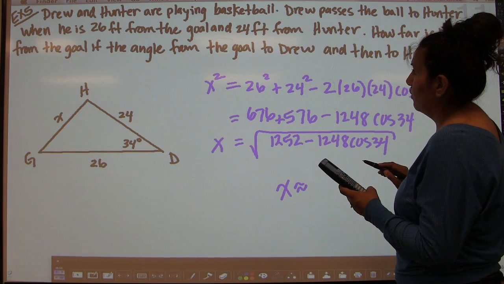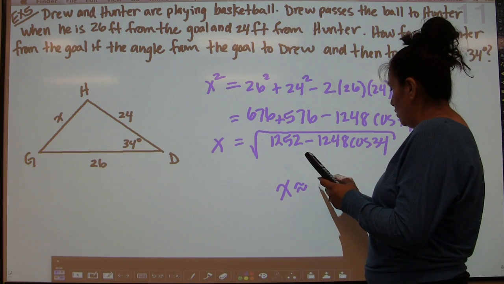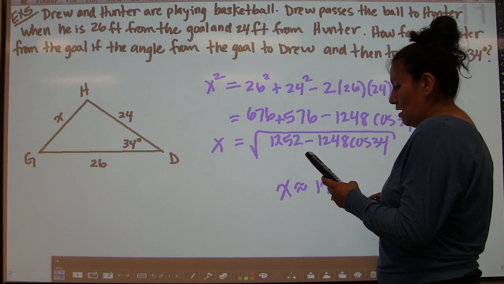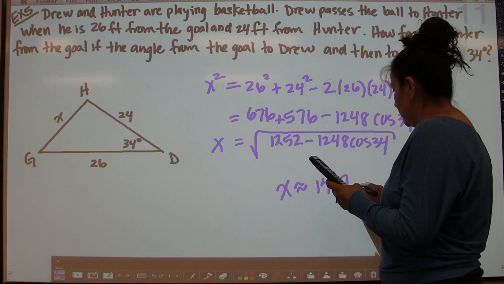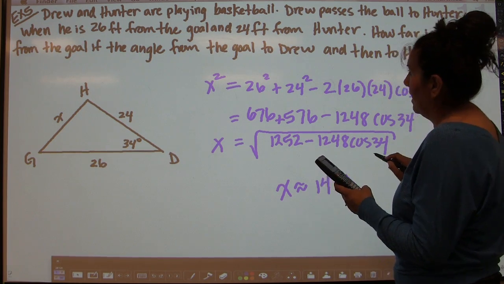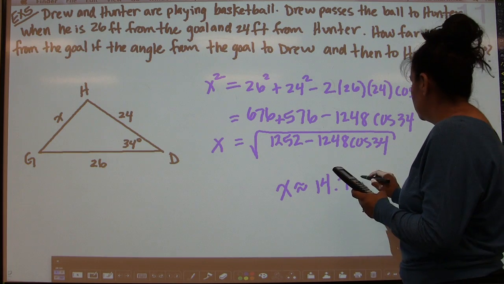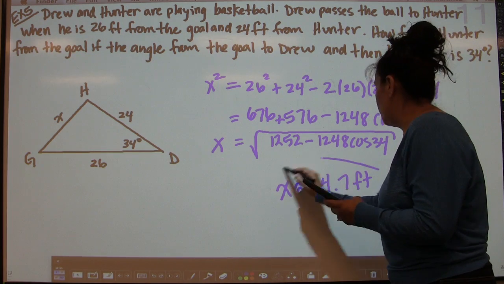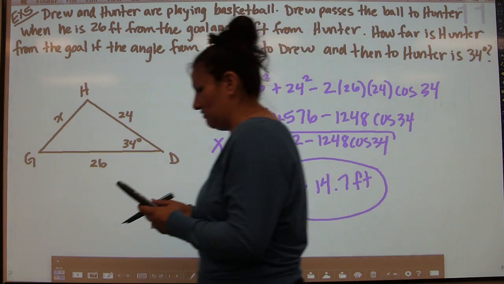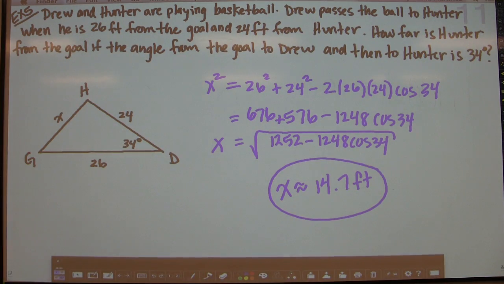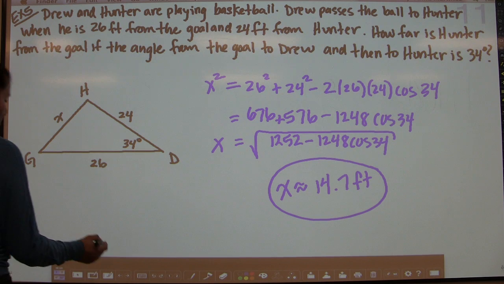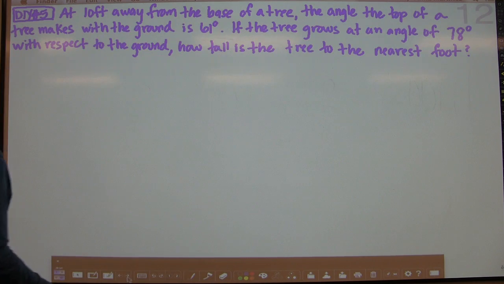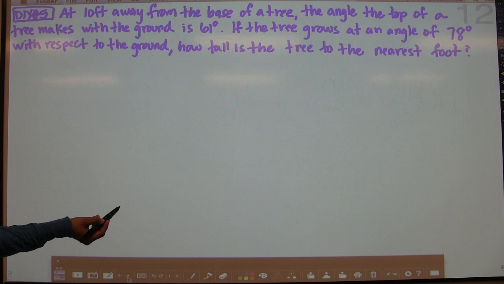It didn't tell us where to round, right? So we're going to go with 14.7. We're going to stay consistent with what has been in the past, round to the nearest tenth, and this is feet. So Hunter is approximately 14.7 feet away from the goal. Alrighty. So then this is your do-it-yourself question.